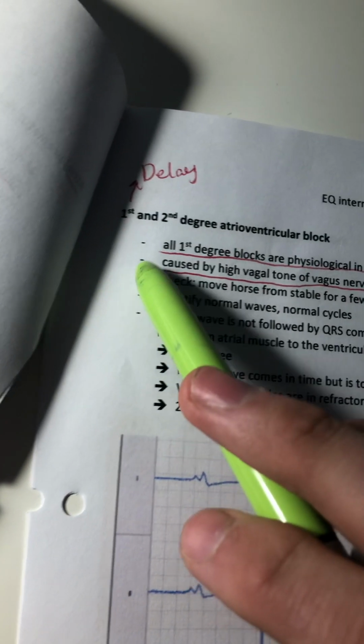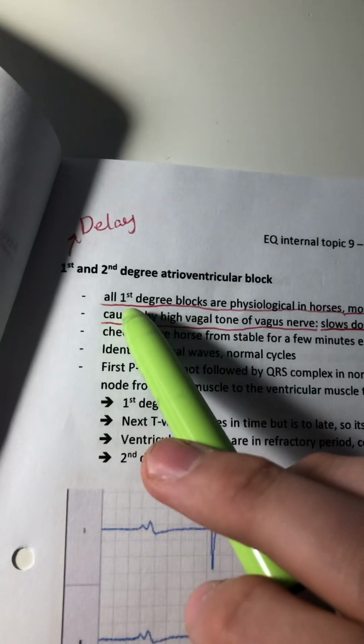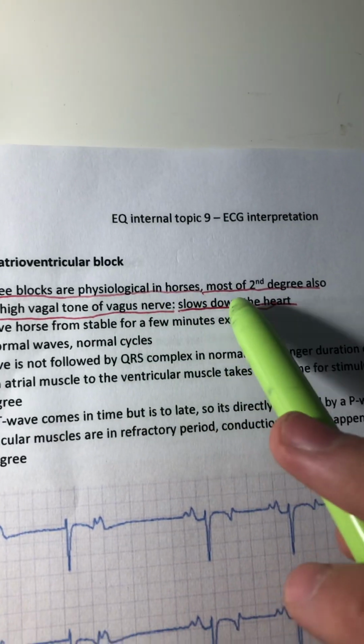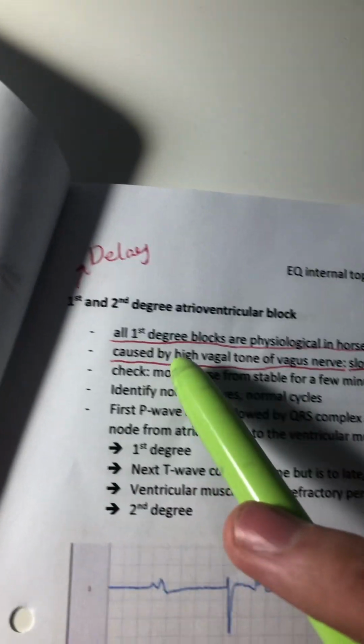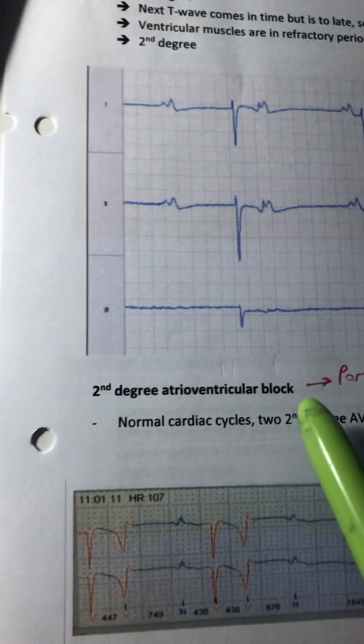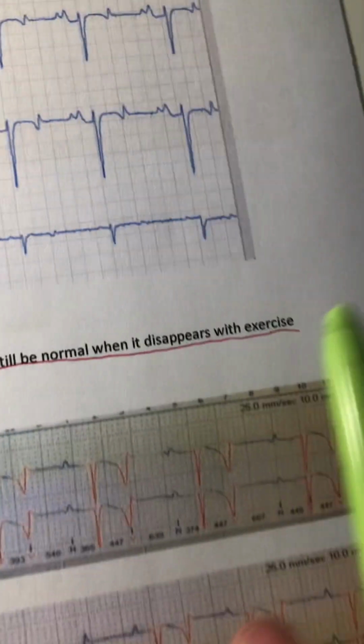And the first degree atrioventricular block. This is a delay. So all first degree atrioventricular blocks are physiological in horses. Same with most second degrees also. They're caused by high vagal tone of the vagus nerve. This slows down the heart. The second degree, these are also normal in horses. Second degree atrioventricular block can still be normal, but it disappears with exercise.